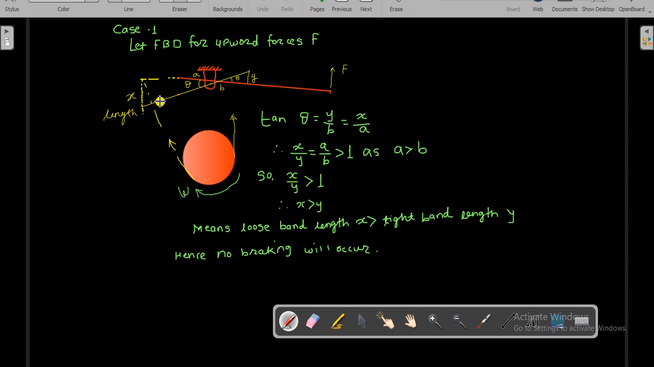That means the elongation on the slack side, the loose band length, is greater than the tight band length y, right? So there will be no braking. We want the opposite of this situation. So how will we get it? We will change the direction of this applied external force.